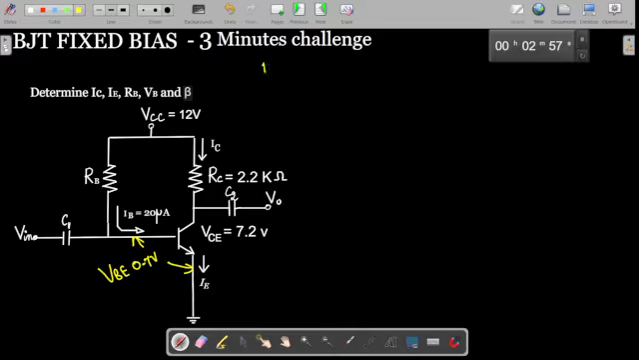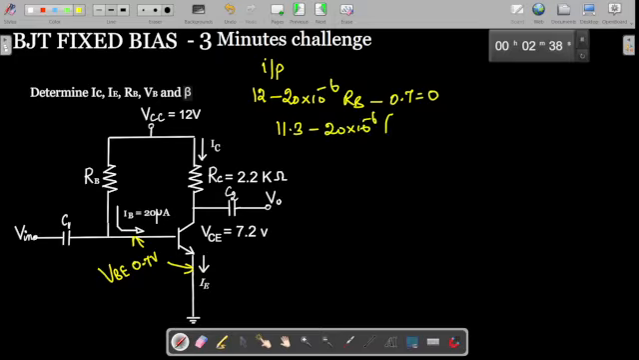So at the input side, I can write the KVL. So 12 minus IB RB, so it is 20 into 10 power minus 6 into RB, minus that VBE, that is 0.7, that is equal to 0. So 12 minus this one is 11.3 minus 20 into 10 power minus 6 RB, that is equal to 0. So I can write the RB as 11.3 divided by 20 into 10 power minus 6.